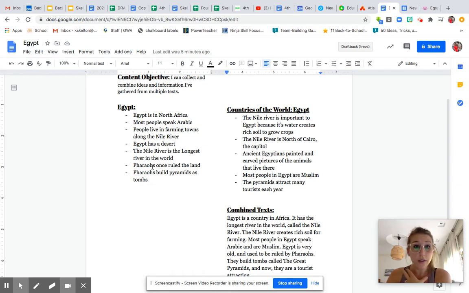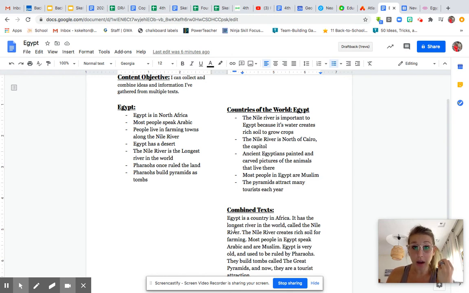For example, where the pharaohs once ruled the land, and that they built pyramids. And then in the other text, we have that the pyramids attract many tourists. Those two ideas go together, as well as people speak Arabic and that most people in Egypt are Muslim. Those two ideas go together also. So what you want to do is look for similar ideas that you can combine together to help you talk about both of them.